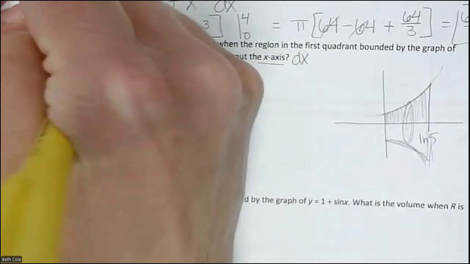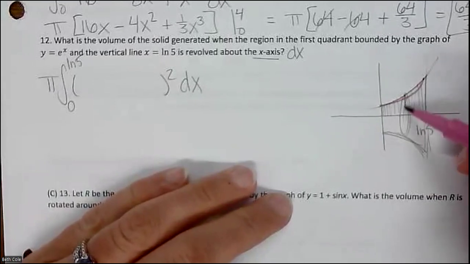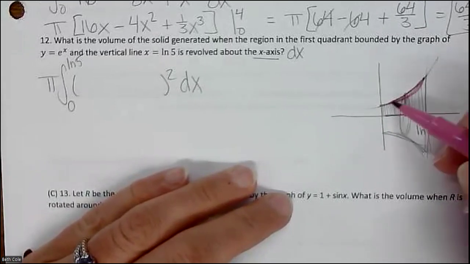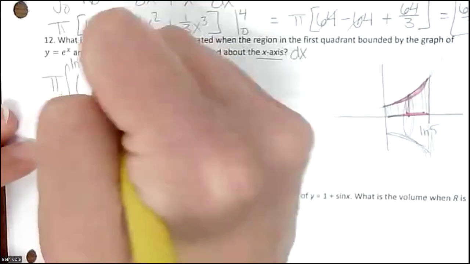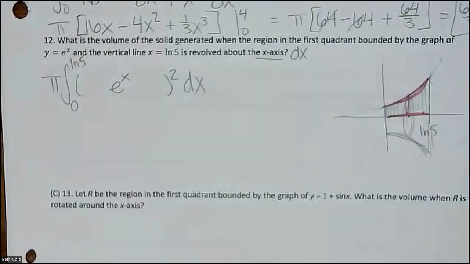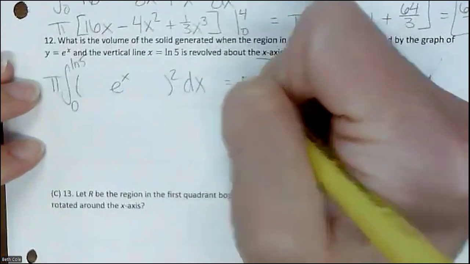Yeah, 0 to ln 5. Again, whatever that is. And then in here, it's upper graph minus lower graph, which would be e to the x minus 0, which is just going to be e to the x. When you go around the axis, one of your graphs is 0. I'm going to real quick clean that up a little bit.